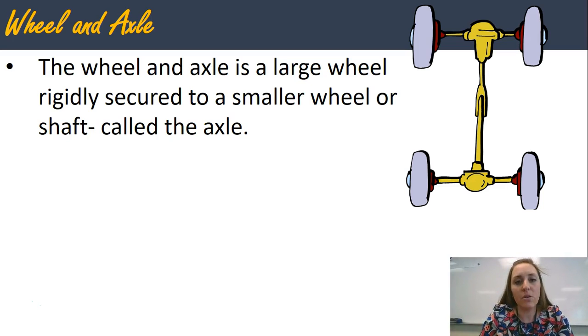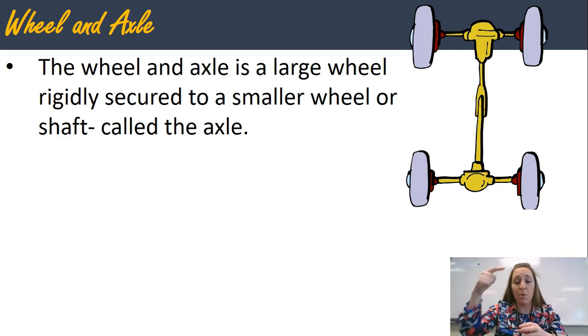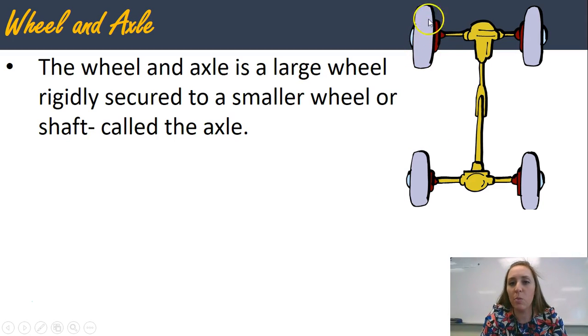So the wheel and axle is a large wheel that's rigidly secured, meaning it's fully attached to a smaller wheel or shaft called the axle. Whether it's two wheels where you have a big one and then a small one attached, or you could have a big one and then actually a rod that connects to multiple wheels. So right here, this would be the wheel, and here's an axle connected to multiple wheels.